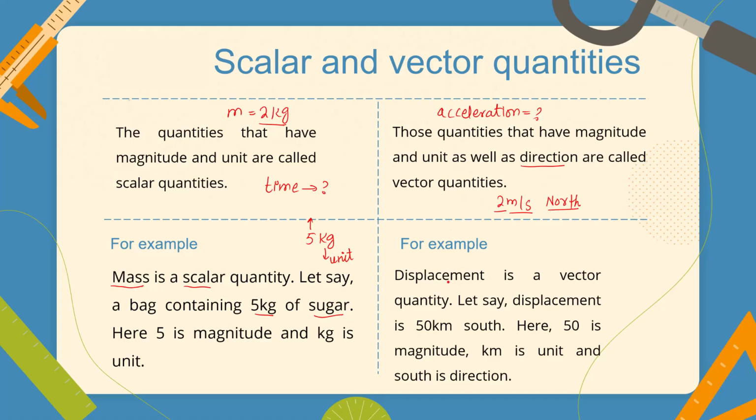And for vector quantity, here is displacement. Displacement is a vector quantity. Why is it a vector quantity? Because it has direction. Let's say displacement is 50 kg south. Here 50 is magnitude, kilogram is unit and south is our direction. This direction is very important in order to differentiate between scalar and vector quantities. That's why displacement is a vector quantity while mass is a scalar quantity.